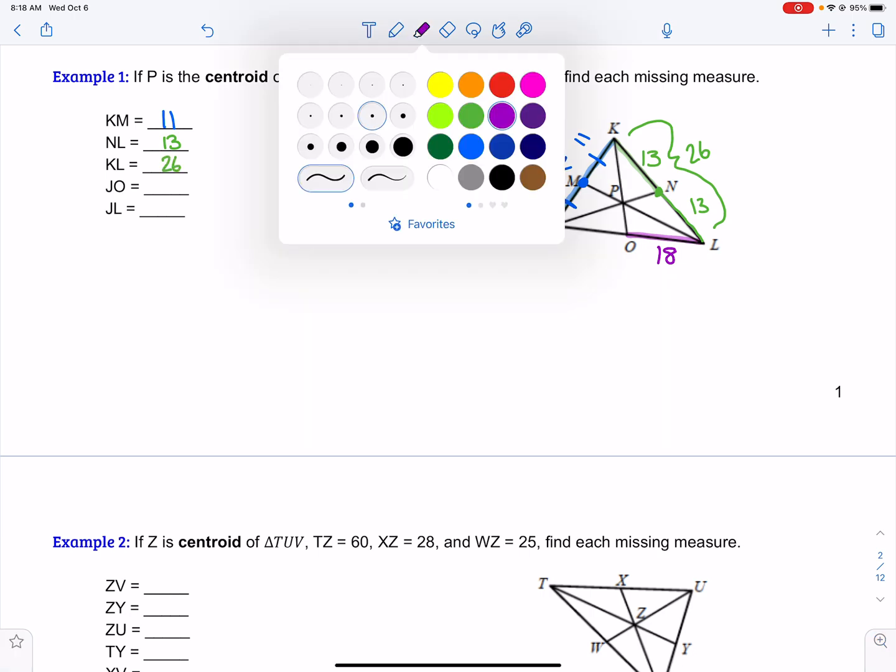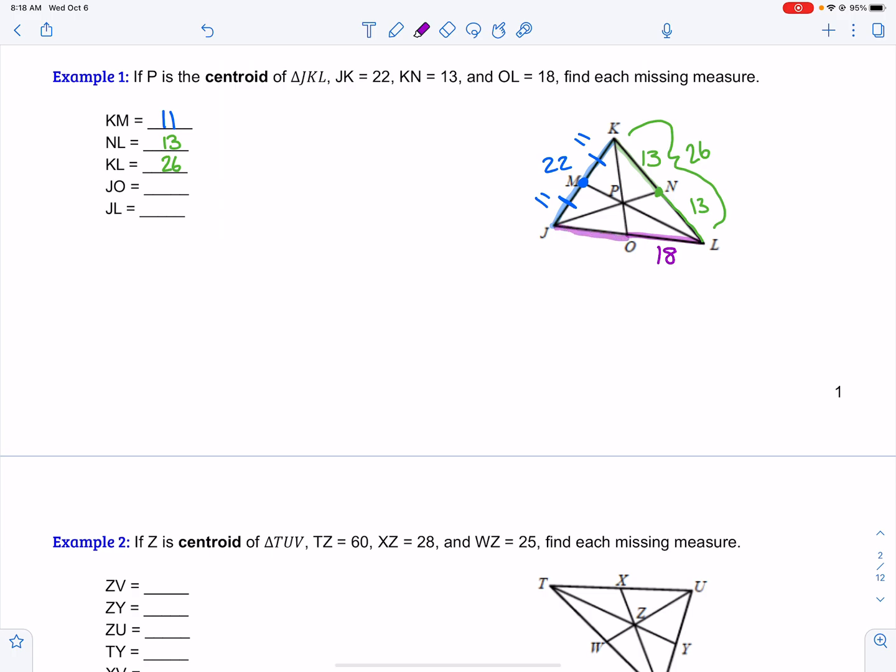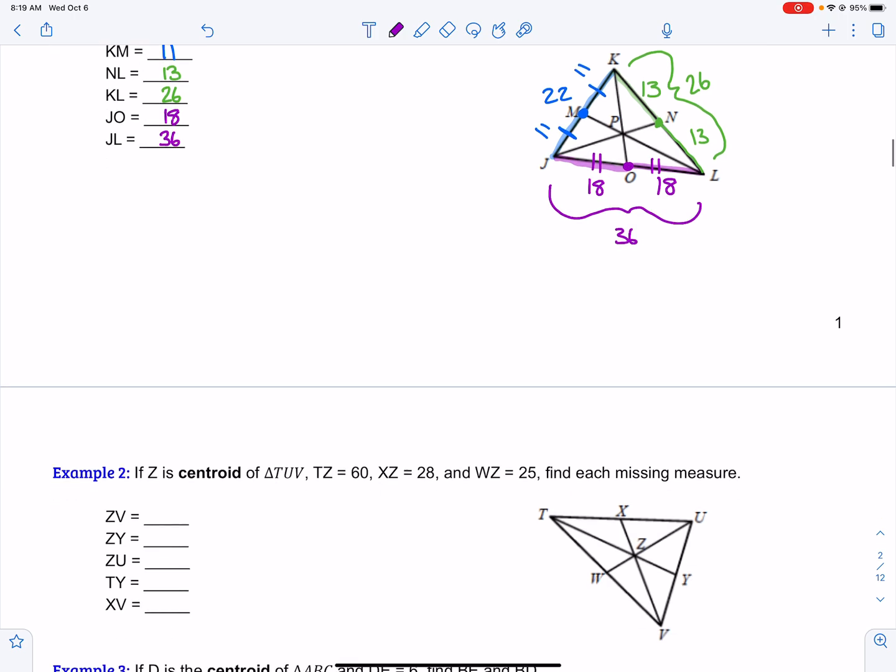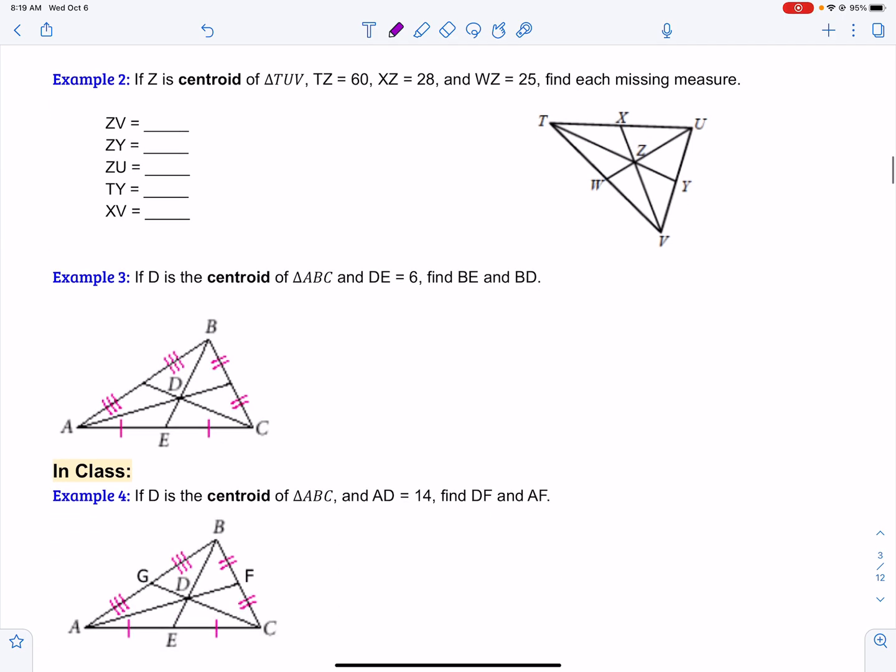Then JO, so moving around the figure over here to JO. O is the midpoint of that side, and so those two segments would be congruent, and that would make JO also equal to 18. And then JL is the total, so 18 plus 18 would give us 36 for JL. All right, so that's it for example 1. Let's look at another one. Example 2 says if Z is the centroid of triangle TUV and TZ equals 60. So let's label TZ is 60.